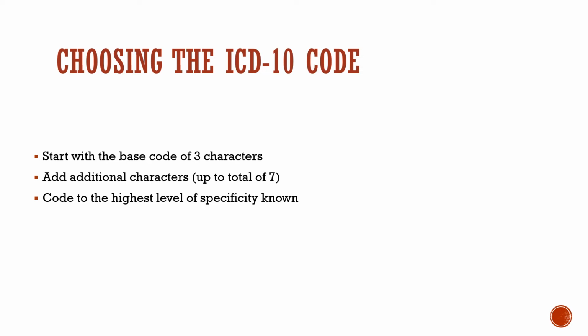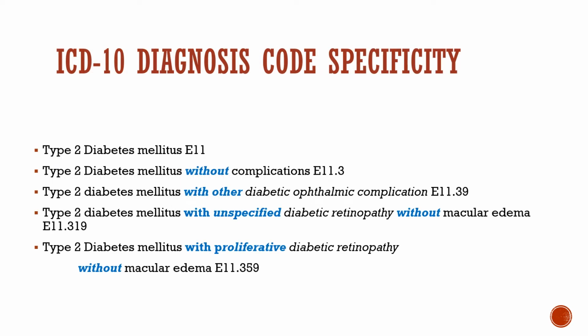The ICD-10 coding system begins with a base character. They relate to chapters, if you will, in the code. And then as you get more specific information and you want to code to a higher level of specificity, there are add-on characters. So here's an example of that.